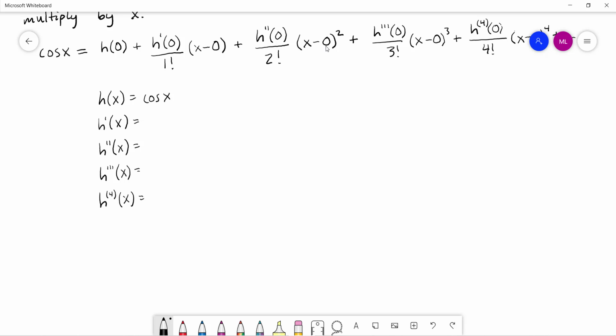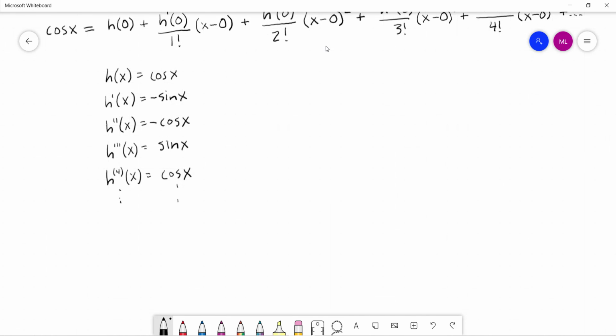So what's the derivative of cosine? The derivative of cosine is negative sine. And what's the derivative of negative sine? That's going to be negative cosine. What's the derivative of negative cosine? That is sine. And what's the derivative of sine? We're back to cosine. And this could continue on indefinitely. And now we're just going to evaluate these basically each at 0.